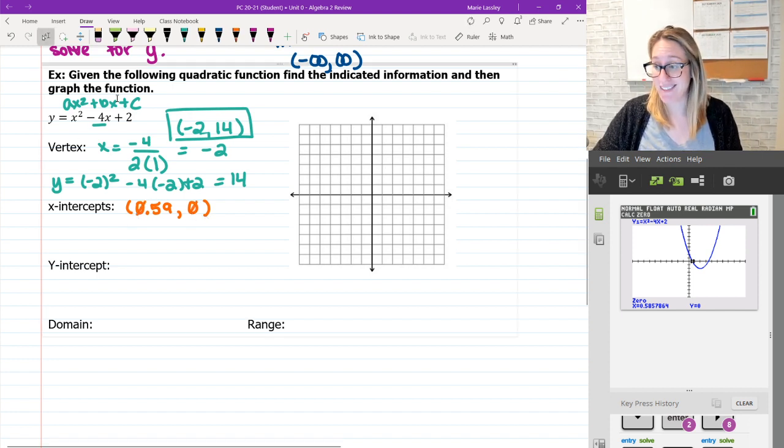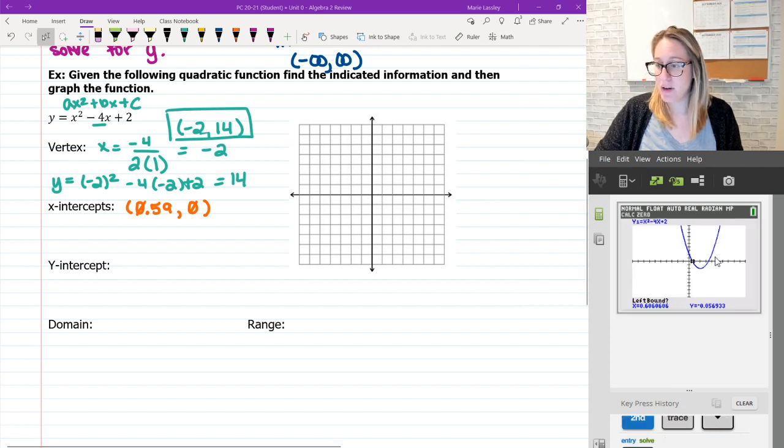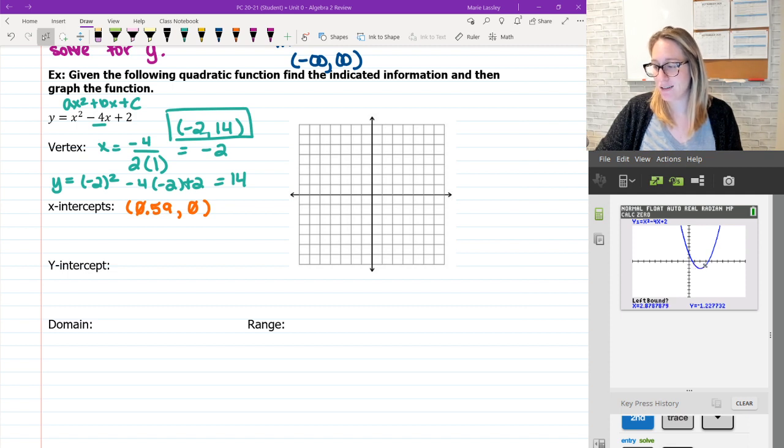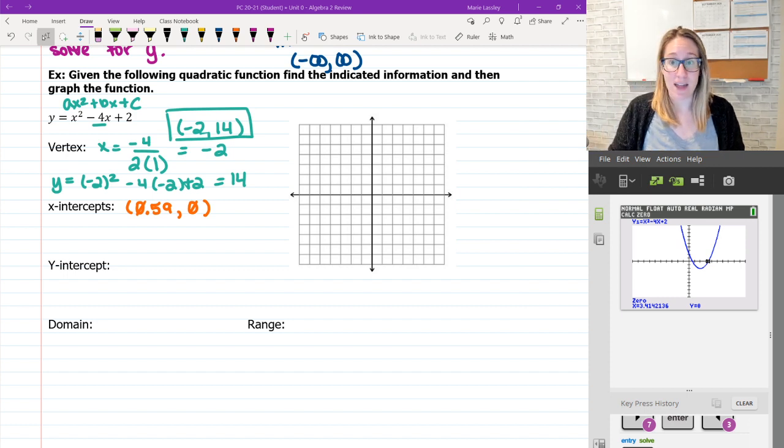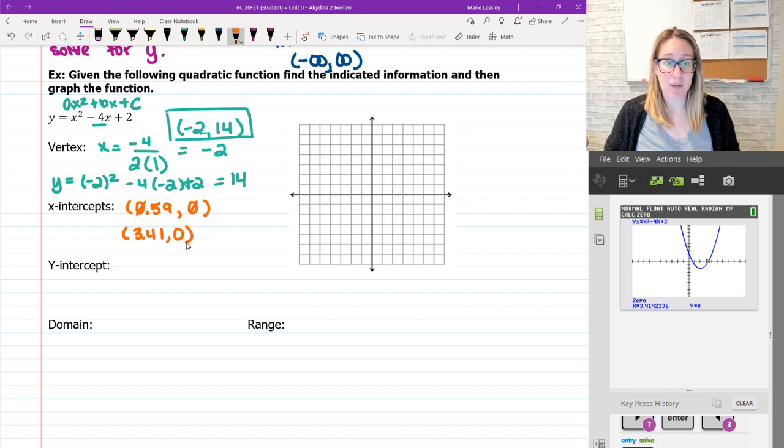Now I need to find my second one, so I'm gonna do the same thing. I'm gonna do second and calculate, and I'm looking for a 0. I'm gonna scroll down, and now I'm gonna do it with the other intercept point. I need to be to the left, which I am, so you could technically hit enter right where you started, but that's okay. Now I need to go to the right of that point, and it wants me to guess where it's at. I'm gonna put that cursor as close as I can to where it's crossing and hit enter, and that's my other intercept value. It's 3.41, so 3.41 comma 0. Those are my 2 x-intercepts.